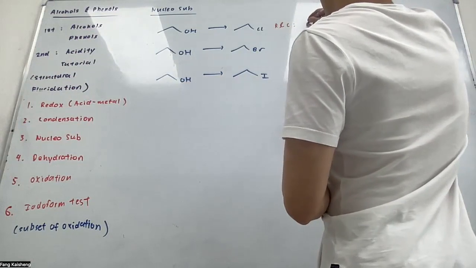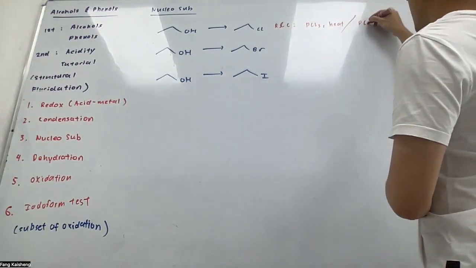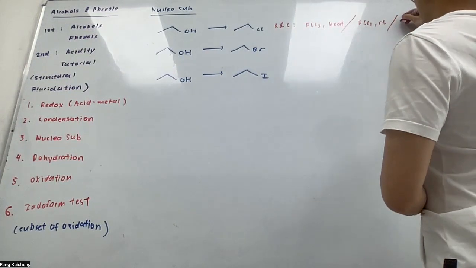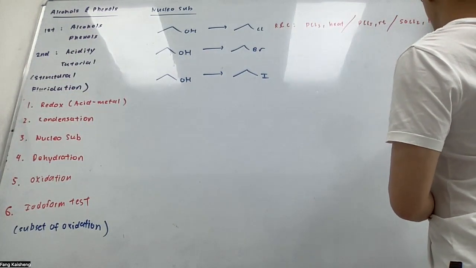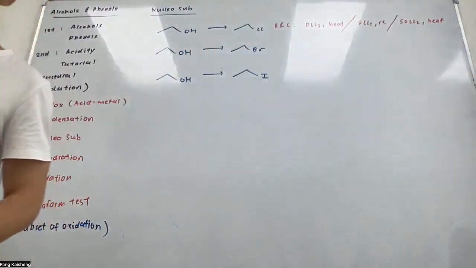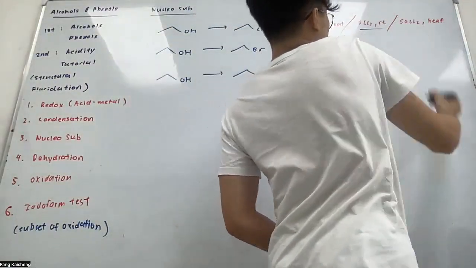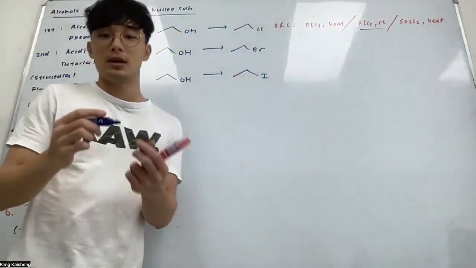Now to look at the first one, it has a few options. PCl3 and heat. You can also use PCl5 at room temperature, or SOCl2 and heat. I know there are three, but you don't have to memorize all three. What I want you all to do, pick a favorite. My personal favorite that I advise you to use is the most common one.